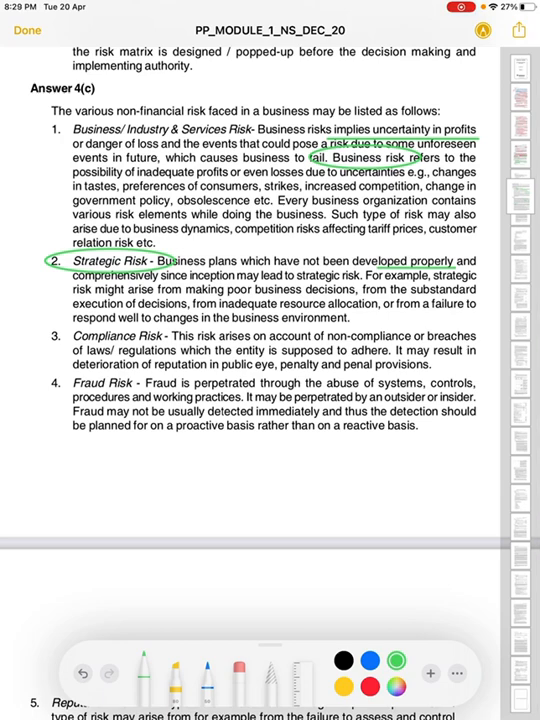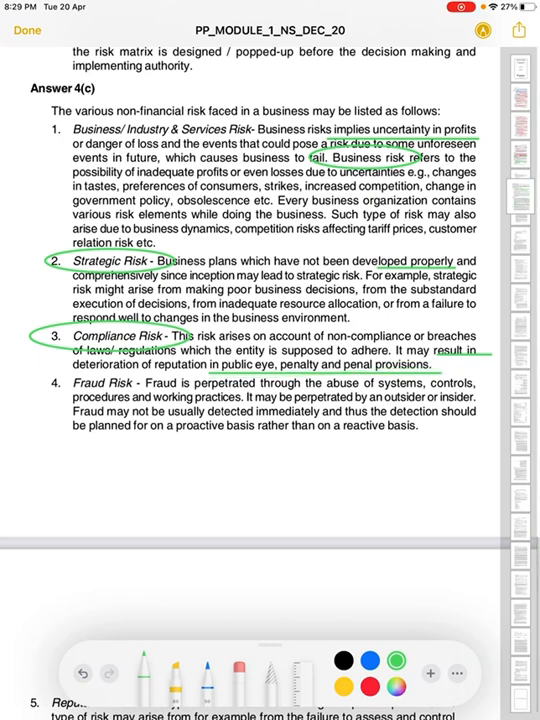Another risk we have is compliance risk. Compliance risk may not have a direct impact, but it could have a major impact on the organization. The risk arises on account of non-compliance or breach of laws and regulations which the entity is supposed to adhere to. It may result in deterioration of reputation in the public eye, penalties and penal provisions.